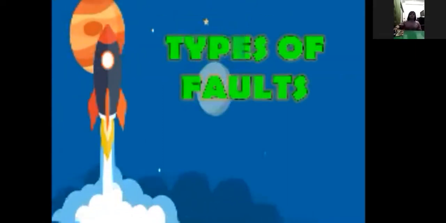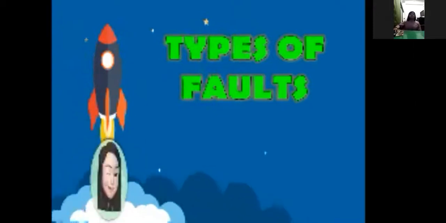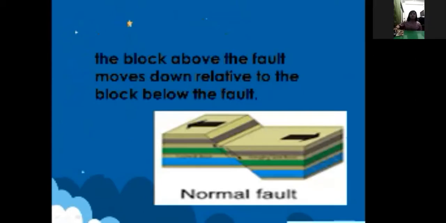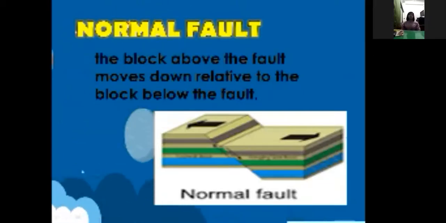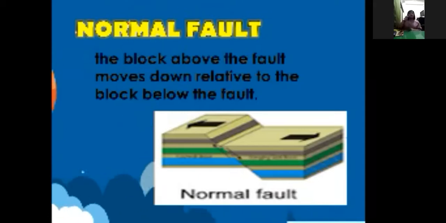There are different types of faults. So what are these types of faults? First we have the normal fault. When we say normal fault, the block above the fault moves down relative to the block below the fault. Again, if the block moves down relative to the block below the fault, it is called a normal fault. Move down, normal fault.